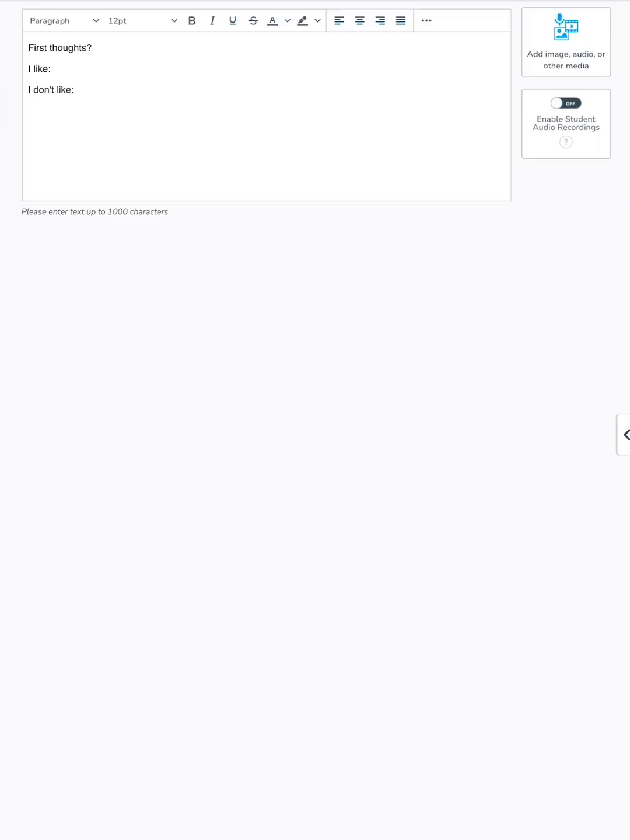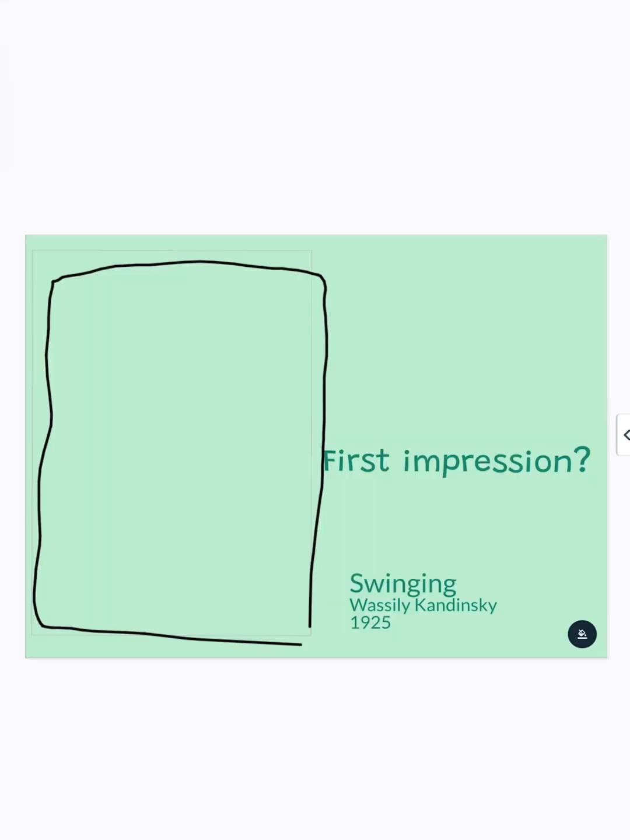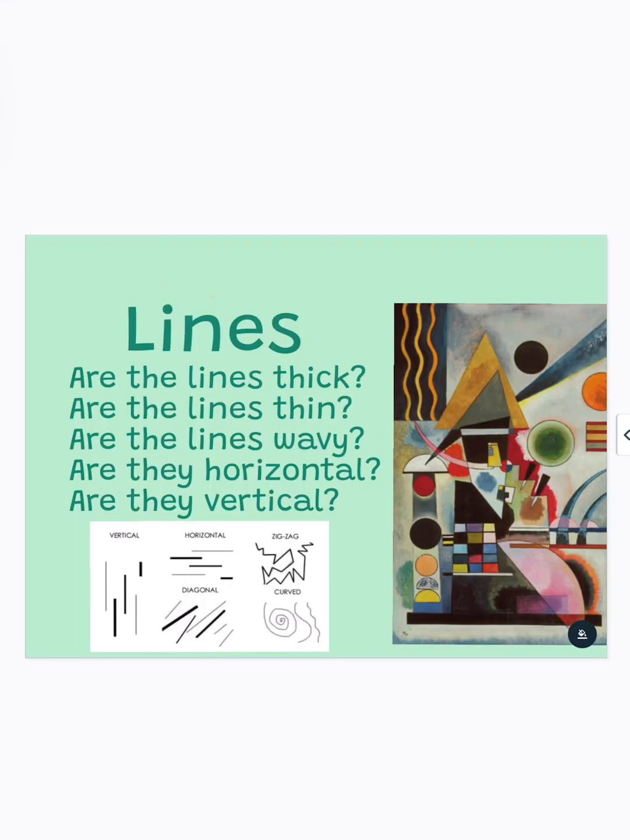So ask ourselves what we like, what we don't like, maybe some things that stand out to us, just some general first impressions whenever we first see the piece, right? So once you guys get a minute, we're going to talk about lines. So we need to ask ourselves these things, or just these are some guidelines.